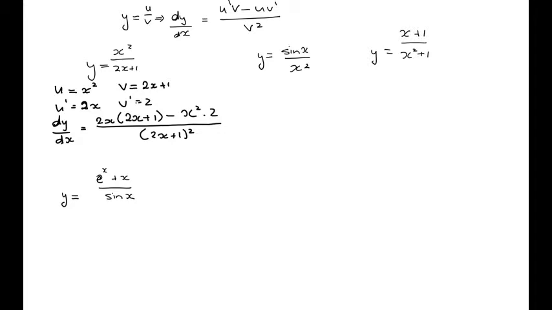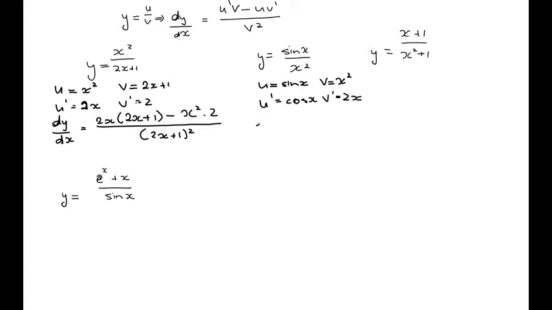And pretty much we can leave it as that. We could do a little bit of fiddling if we wanted to, but at that stage it is correct. For the second one, u, the top function, is sine x, v is the bottom function, so it's u squared, so u dash is cos x, and v dash is 2x.